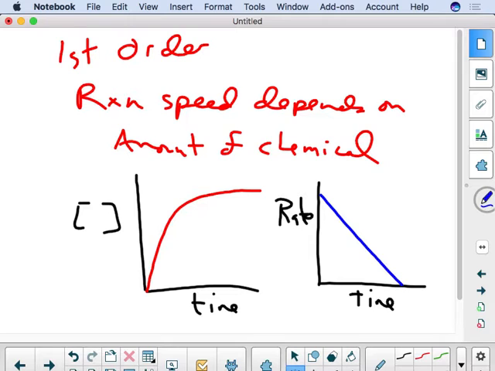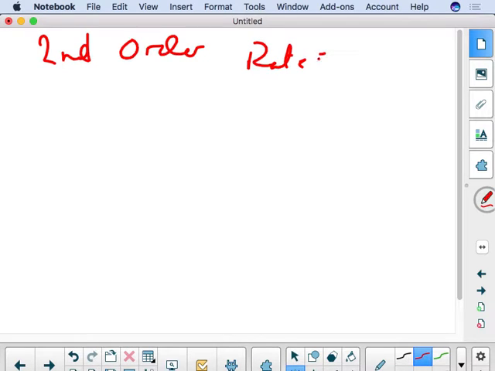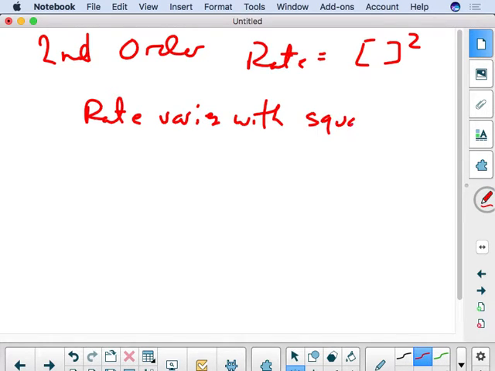Okay. Our last possibility is second order. Rate equals concentration squared. I should put those in for the other ones where we have a 0 or a 1 or a 2 power. Rate varies with the square of concentration.